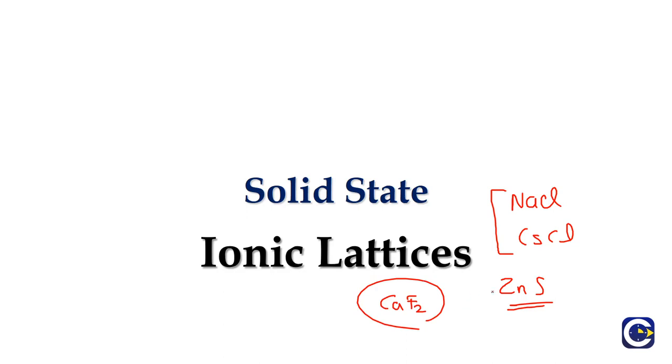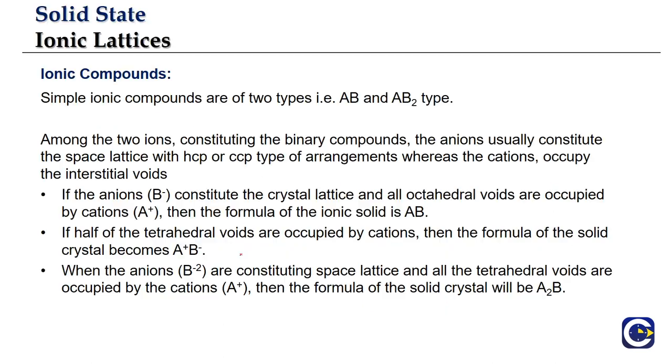So here mostly we'll get questions related to the examples of different types of ionic lattice types, etc. But we can also have scope for numerical questions where we will be relating the cation radius and the anion radius. So we'll take a look at it.